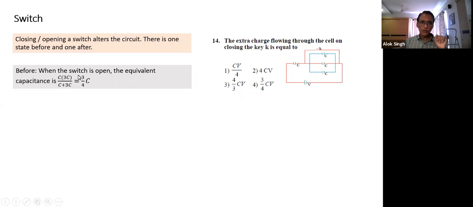If the capacitance is given, can we find the charge also? Charge is C into V. So the charge flow is equal to the capacitance into V. This was the charge flow initially, in the before condition. Before means the switch was open.